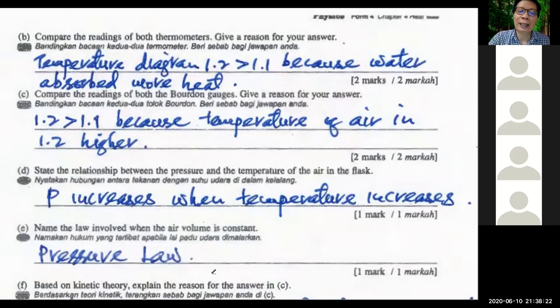Use kinetic theory. Kinetic theory means I use molecules to explain. Roughly. Sao Kang, can or not? Come, just say something. Okay, come. Why, when the temperature is high, does the pressure become high? Why? Come on, try. Never mind if wrong, nobody will laugh.